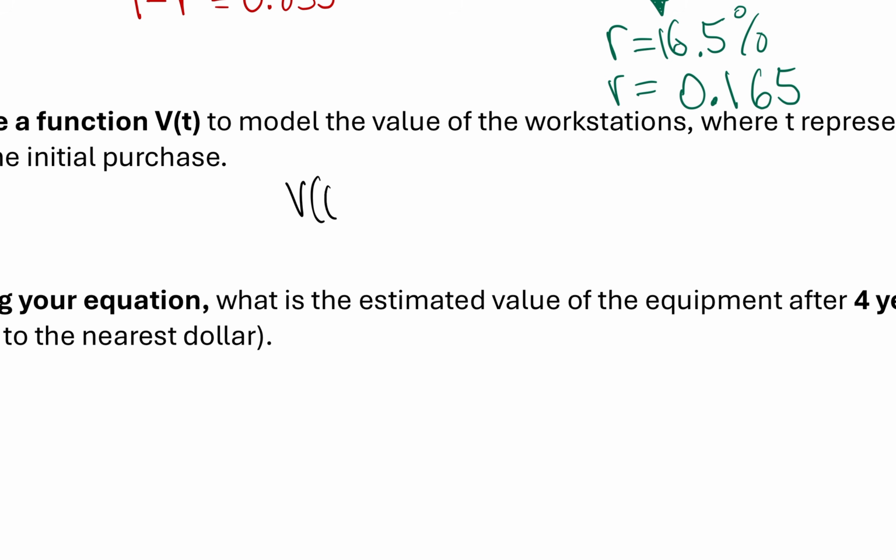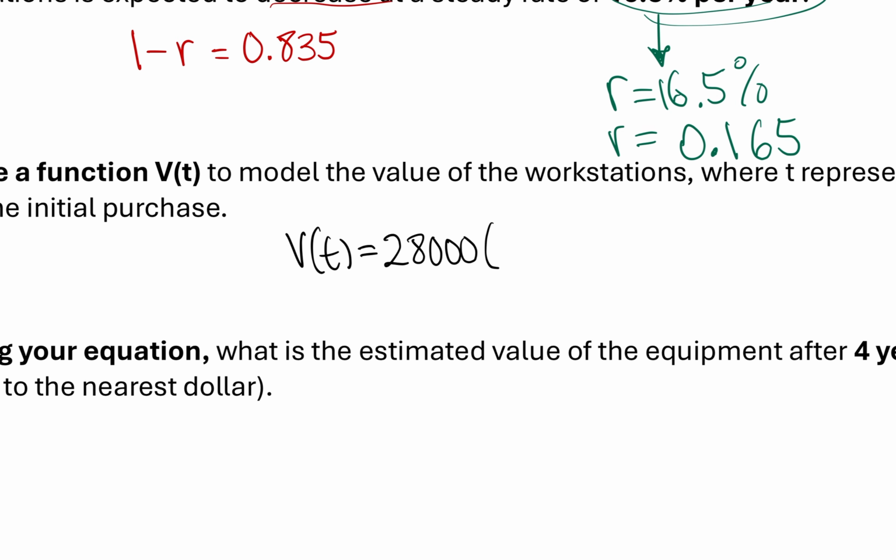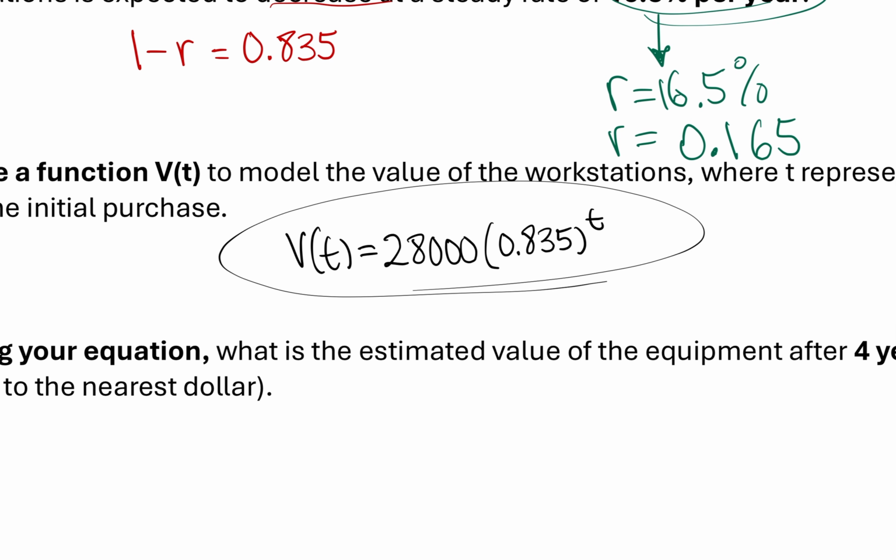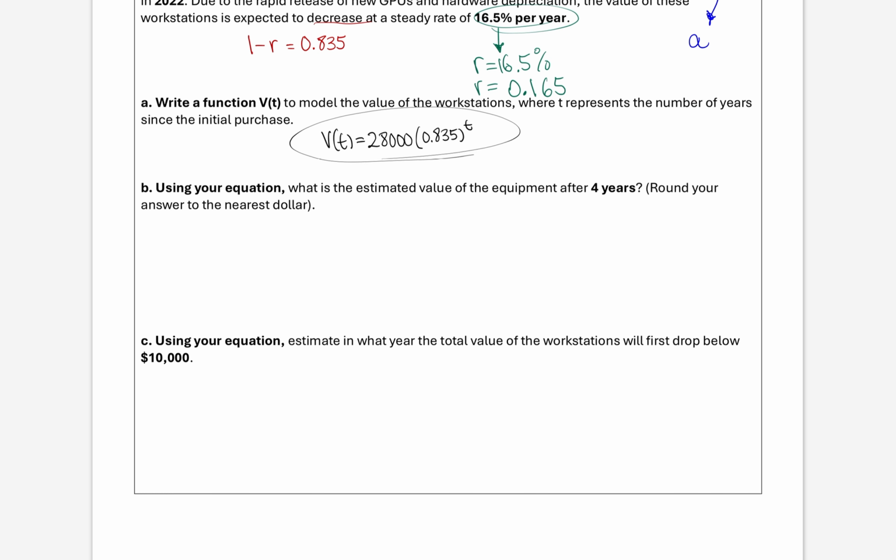Okay, now that we have everything, we're going to write this down as a function. We have v(t) is equal to the $28,000 that was initially spent, parentheses, times the rate that we're working with, 0.835 to the power of t, and that's going to be your function. From there, it's now asking you to estimate the value of the equipment after 4 years. So this is going to be my t value. They're very specific about this one, and they want you to round the answer to the nearest dollar.